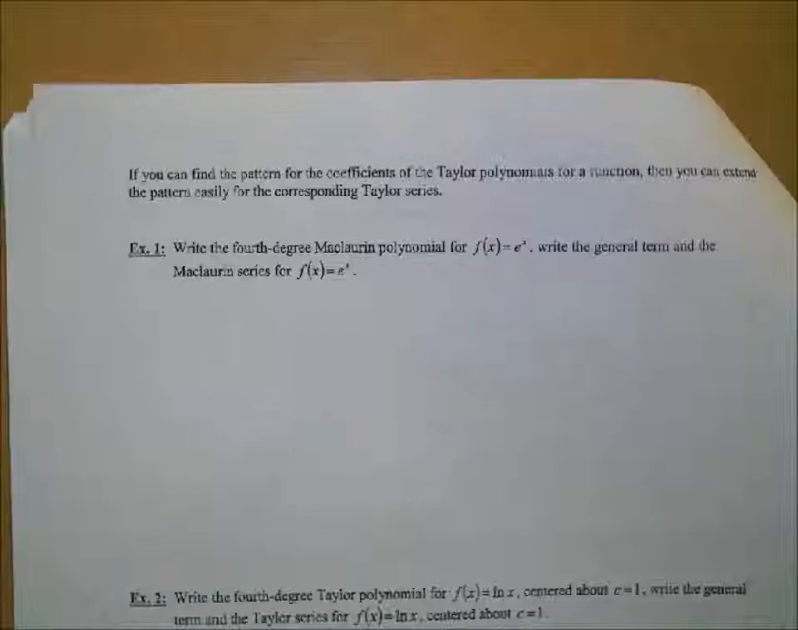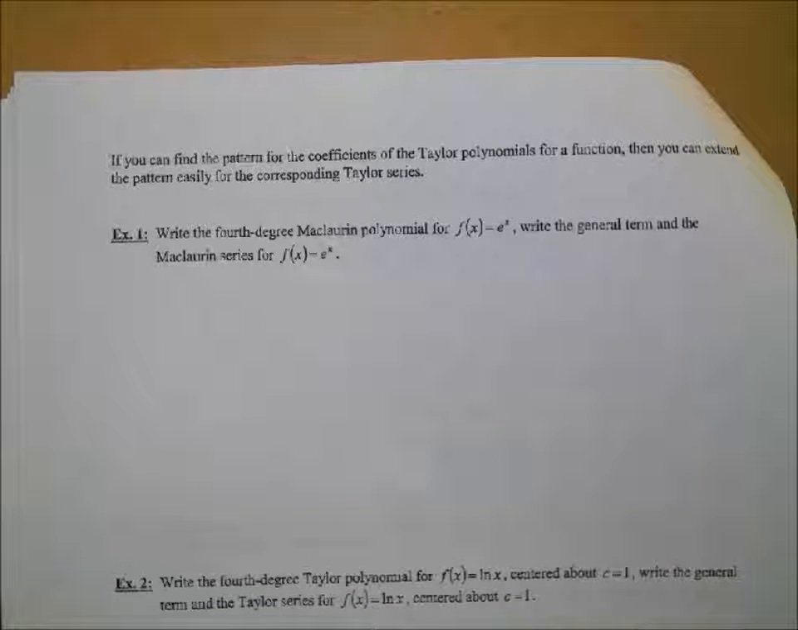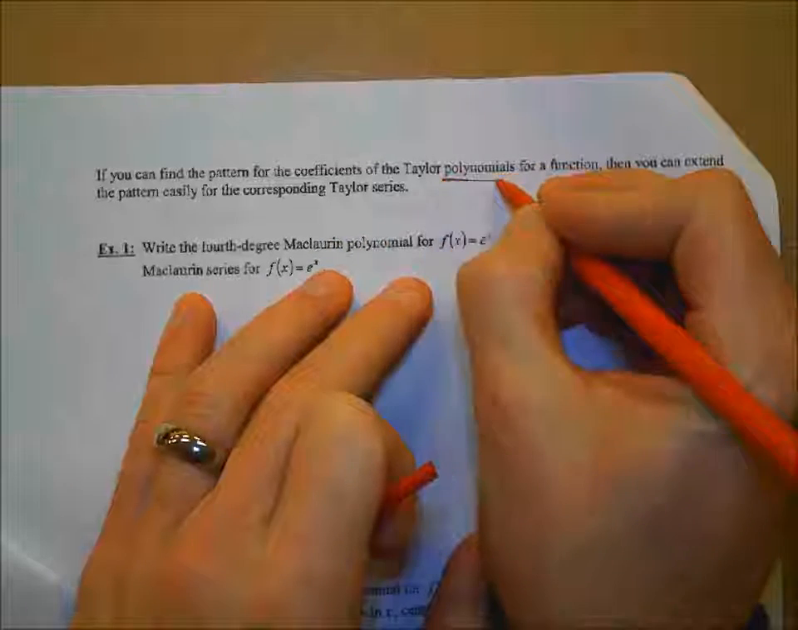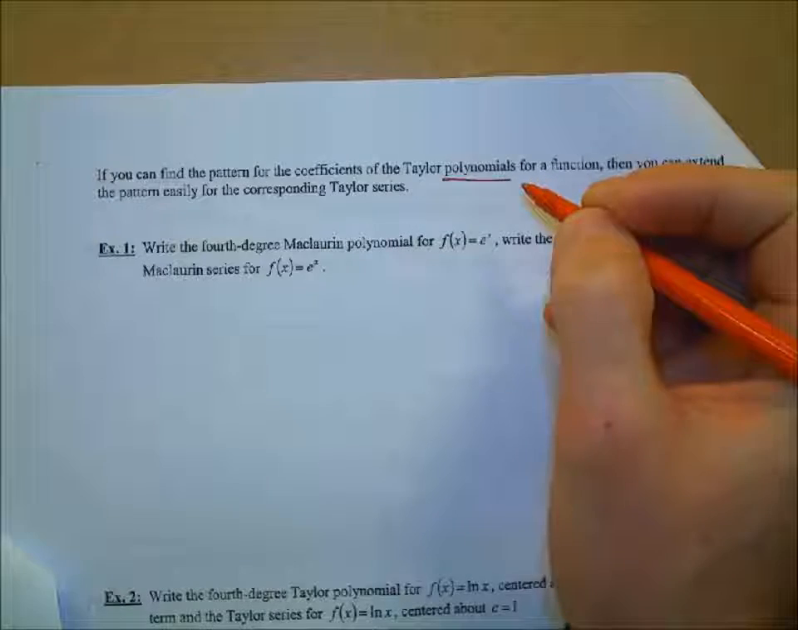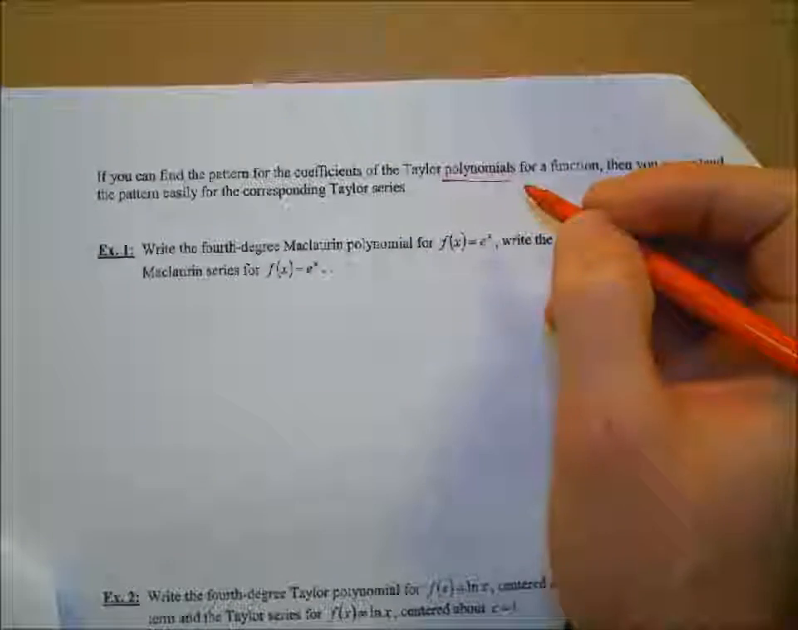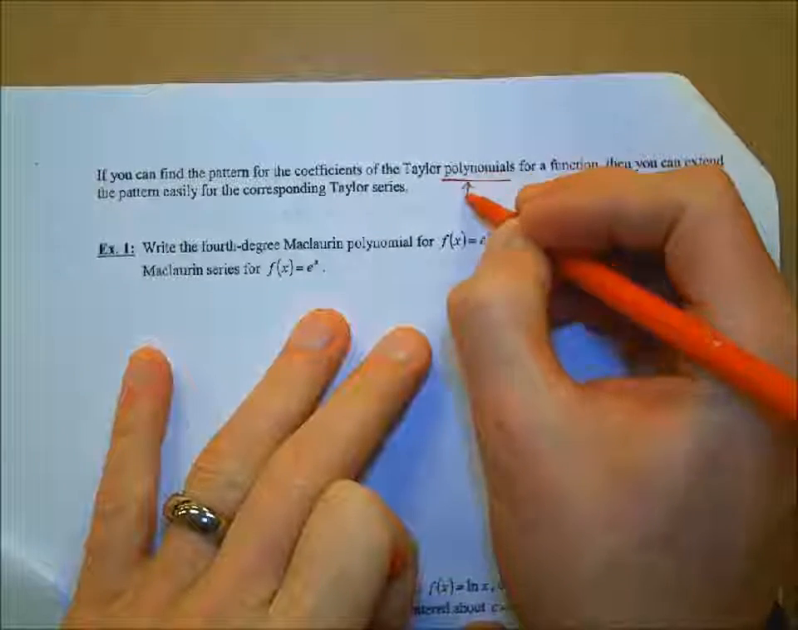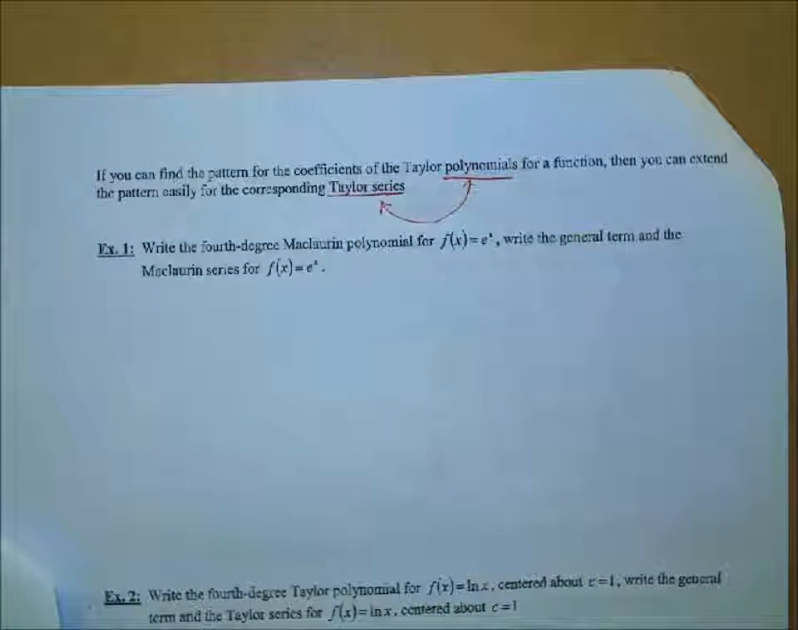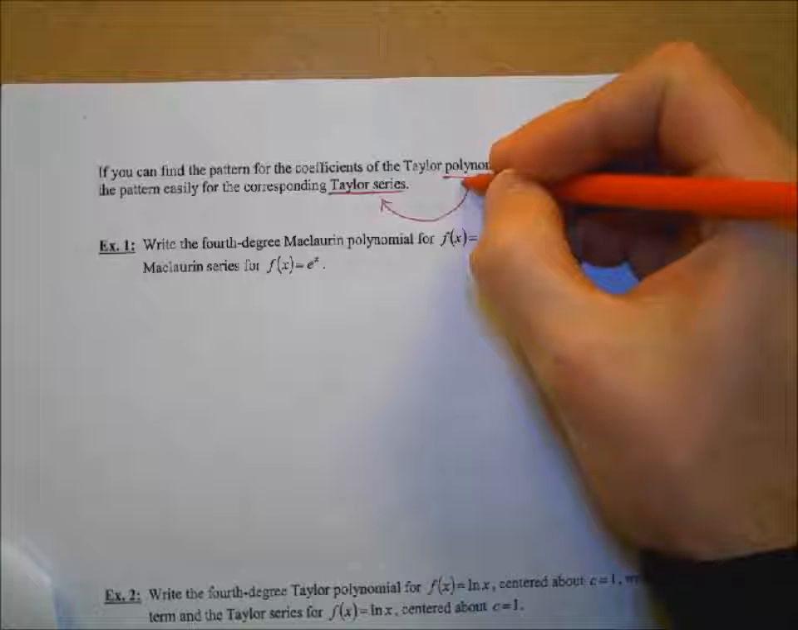So let's turn the page here. And at the top, you can see that if you can find the pattern for the coefficients of the Taylor polynomials for a function, then you can easily extend the pattern to the corresponding Taylor series. So we take our Taylor polynomials, that's what we've been writing, a finite length polynomial, and we then come up with a pattern to create the Taylor series. Actually, I don't need the double arrow there. We'll just do it this way.